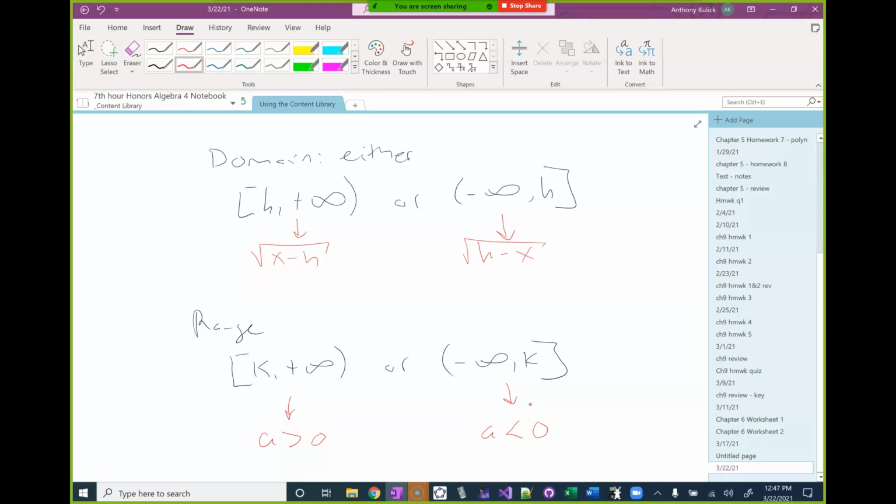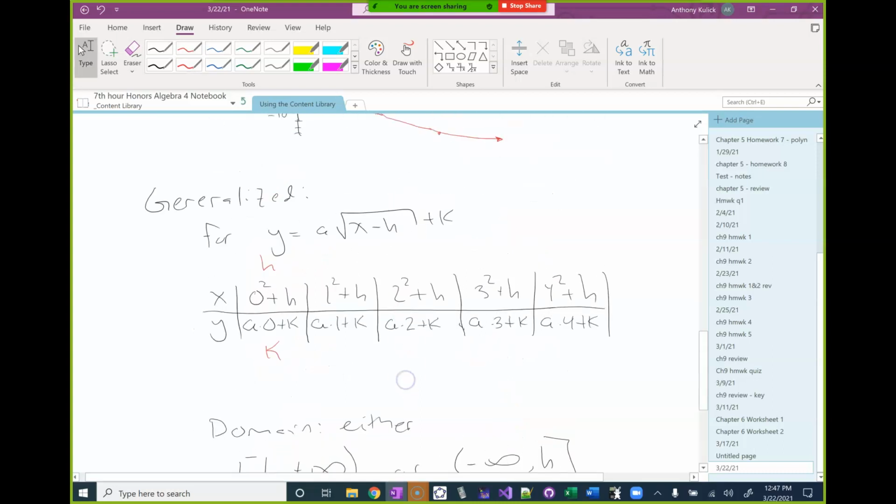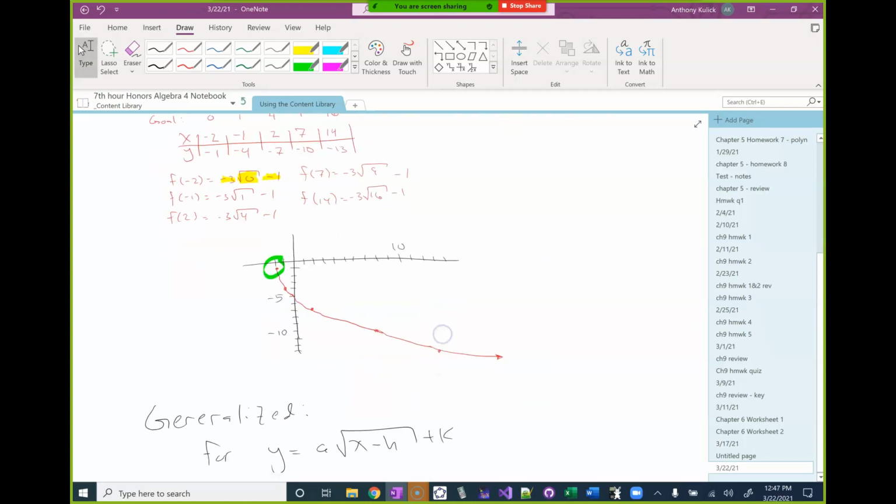So if we went back and looked at our example that we started with, our domain here was h to positive infinity, and our range was negative infinity up to k. Here because the a was negative, and here because we had x minus h.